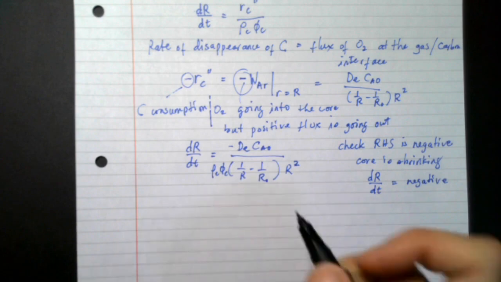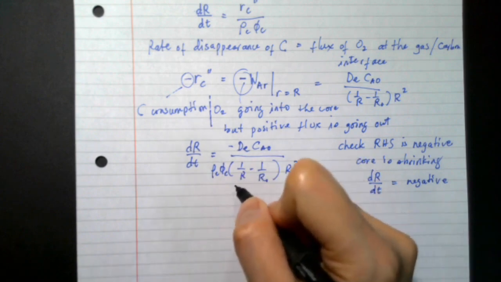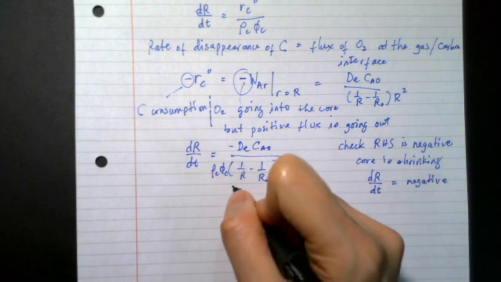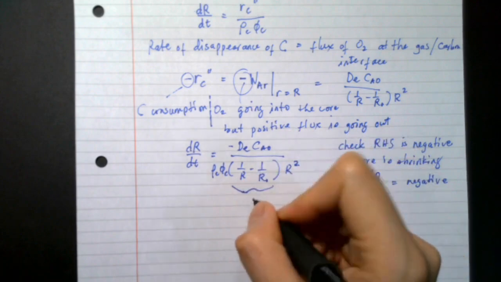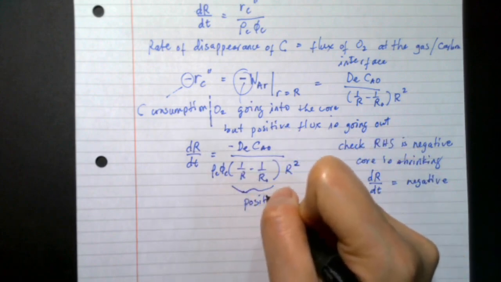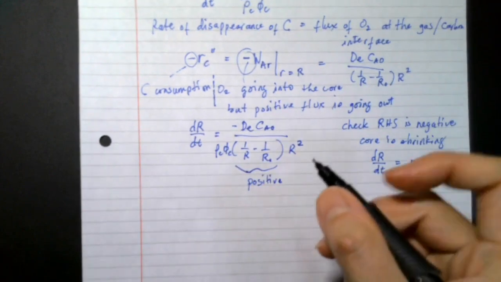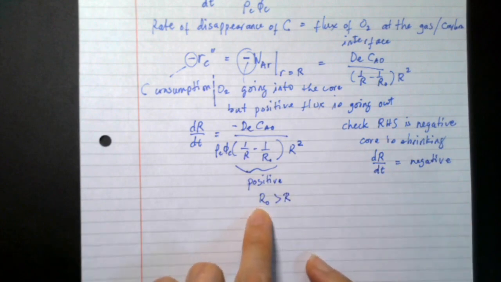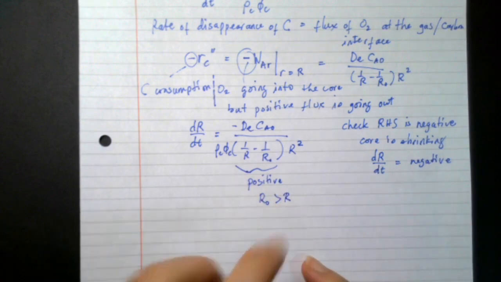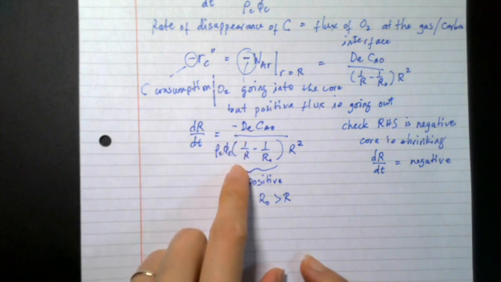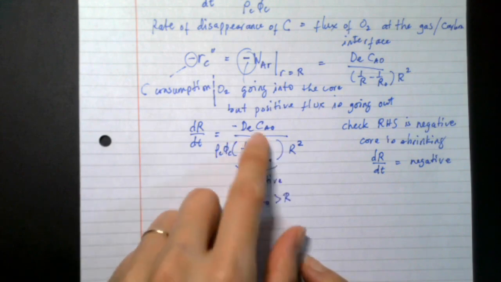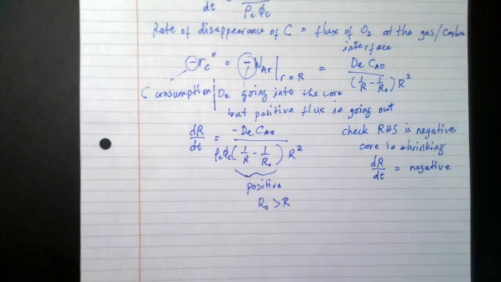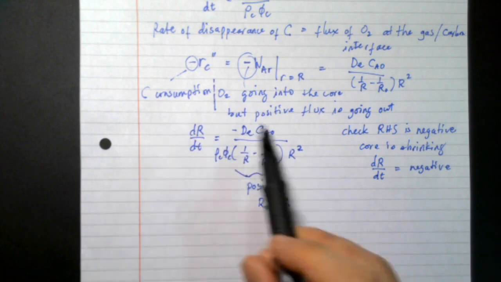Is this negative? So we have this term in the bracket here. We want this to be positive because we have a negative sign here. So this term here is positive because R naught is greater than R. This is the radius of the whole catalyst pellet, and this is the radius of the core. So 1 over R is greater than 1 over R naught. So this is always positive. So dr/dt is negative. All that we need to do now is to evaluate this differential equation.